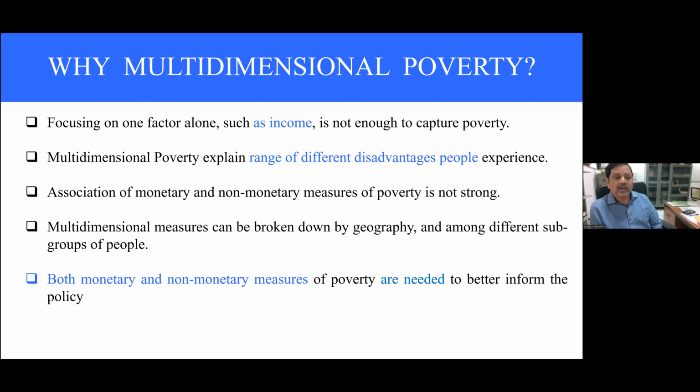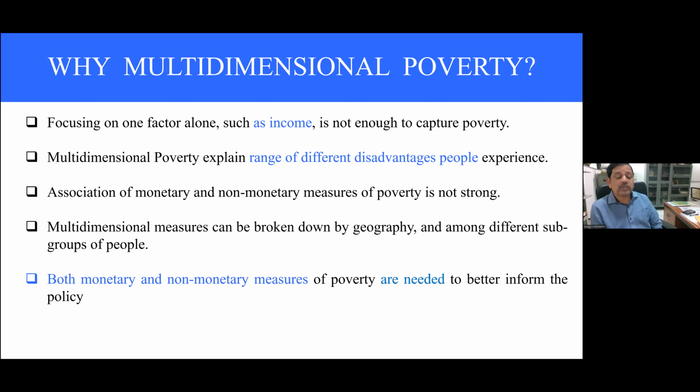So now, having defined what multidimensional poverty is, why multidimensional poverty? Because, as we said, income is not enough. Income is a necessary, but definitely not a sufficient condition to measure poverty. Focusing on only one factor such as income is not enough to capture poverty. The utility of multidimensional poverty is that it is able to capture the disadvantages people experience in multiple different areas of life.